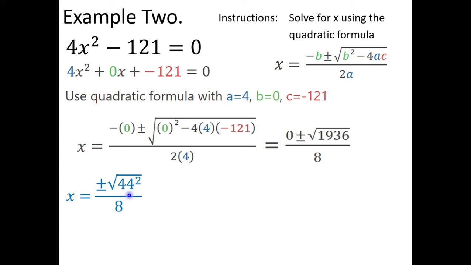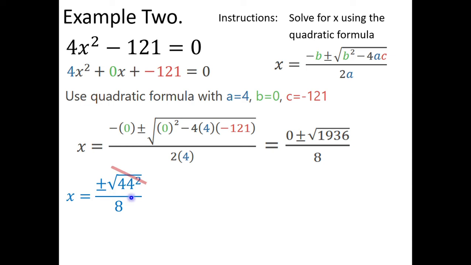Well, come to find out, 44 times 44 is equal to 1,936. So 44 squared equals 1,936. So the square root and the squared, those are reciprocal operations. They cancel each other out. So when you square the square root, it just goes away, and you end up with just the number 44. So you have plus and minus 44 over 8. Two different answers. One is plus 44 over 8, the other minus 44 over 8.